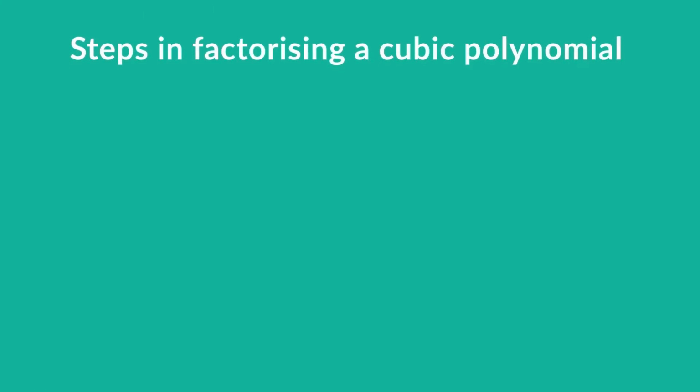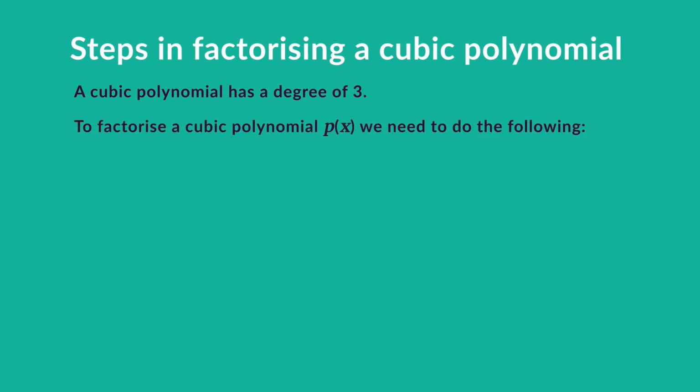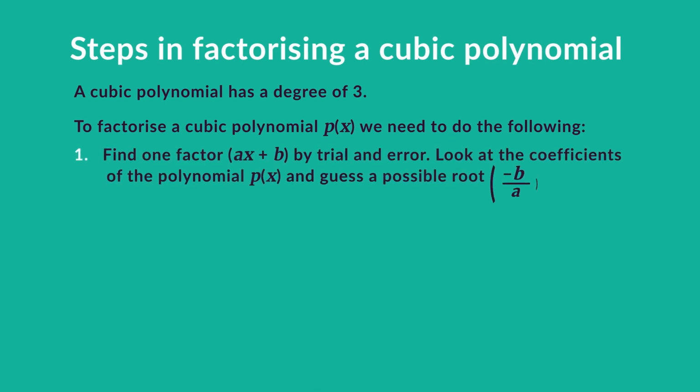For cubic polynomials, we generally have to follow a bit of a trial and error process when factorizing. Follow these steps. Number 1. Find one factor, ax plus b, by trial and error. Look at the coefficients of the polynomial p of x and guess a possible root, minus b divided by a. You can also divide the polynomial by the leading coefficient, so that you can find a single number, b, instead of minus b divided by a.